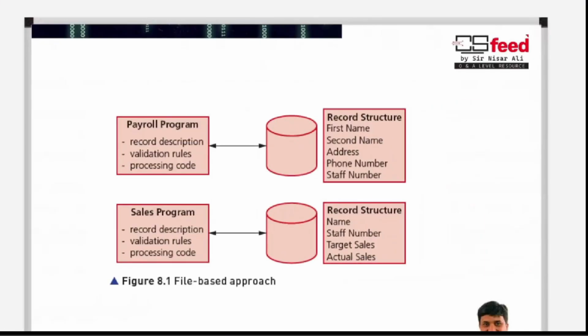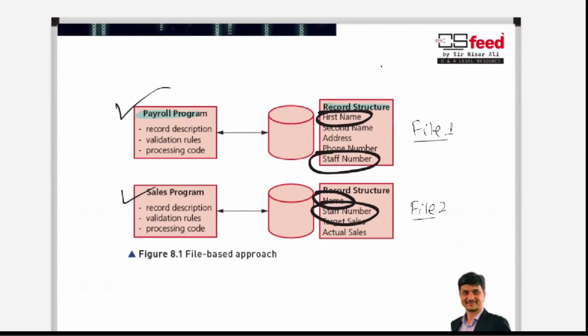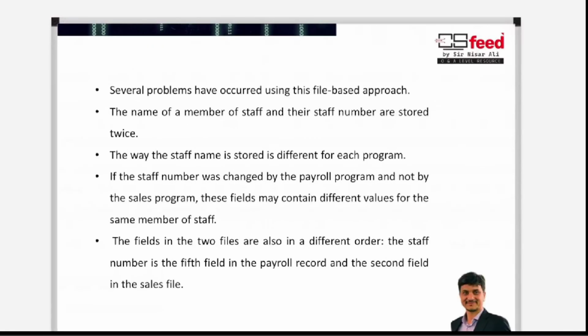So this is also explained in this diagram. You can see that the payroll program is using a record structure, storing the data separately, and this is the file that we have just discussed, and this is another file. You can see that file 1 and file 2 have the same data, like the name, the staff number. So these are the things that really create problems. Every application and program is dealing with a separate sort of data. All right. So this is the problem with the file-based approach.